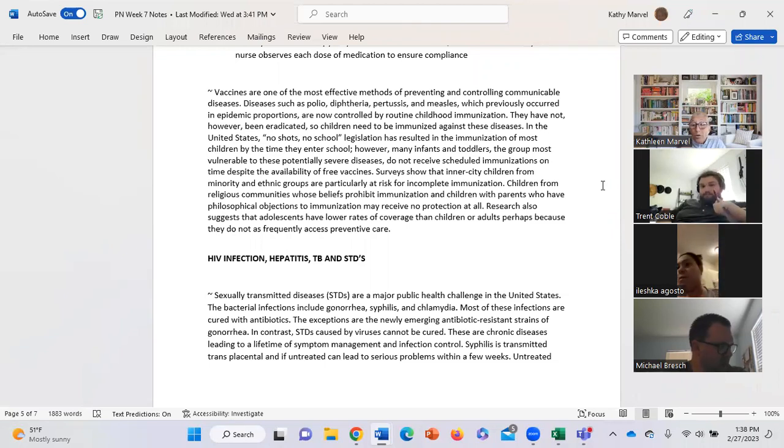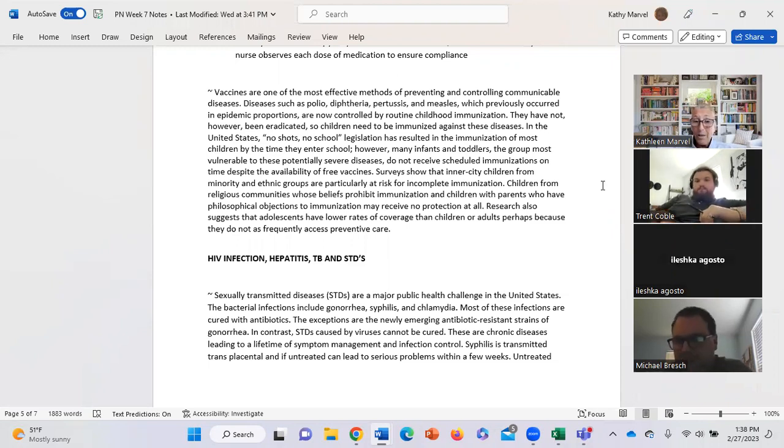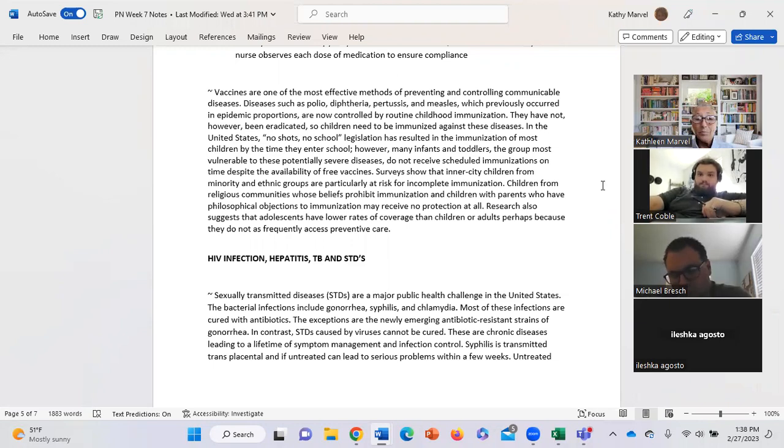Okay. There are some children, particular vulnerable populations, that may be at higher risk for not getting immunized. Right? Many infants and toddlers are the group most vulnerable to potentially contracting these diseases. And they're the ones who maybe do not receive the schedule, because this isn't a one-off. You don't just go in and get the vaccinations. It's a whole schedule. Starts at birth, goes all the way up to kindergarten.